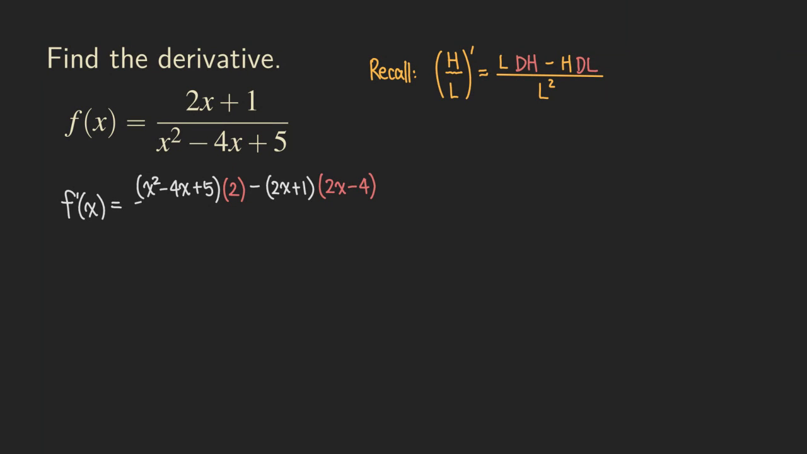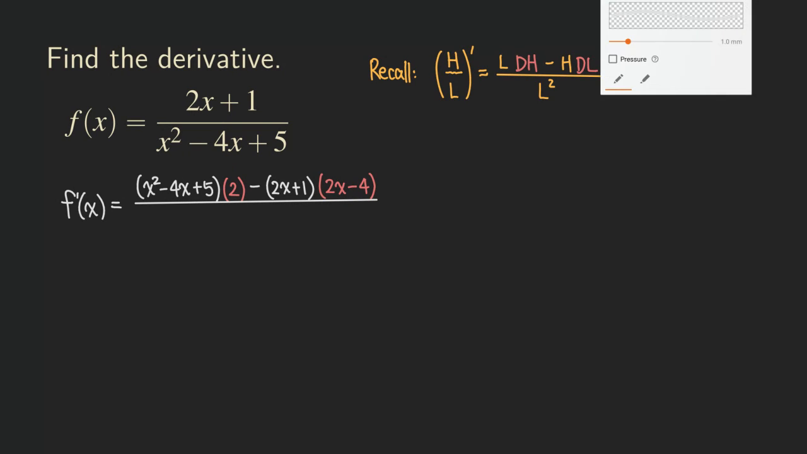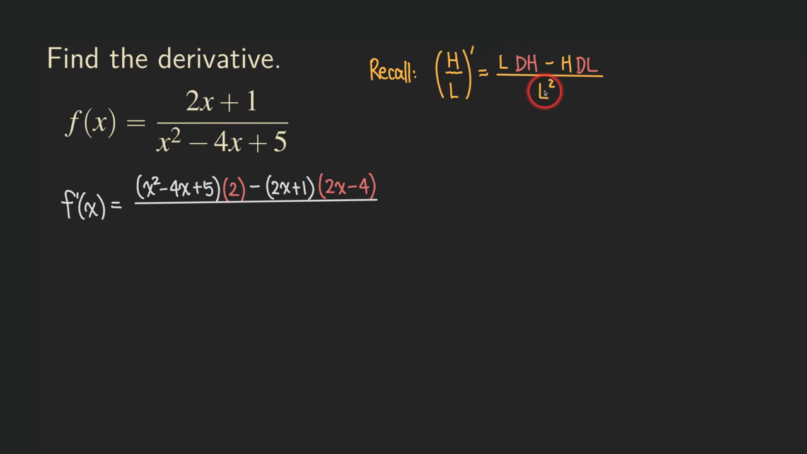Okay, so let's put a fraction line. And in the denominator, we are just going to put low, right? So we are going to square the denominator, which is squaring the x squared minus 4x plus 5. Okay, so that's basically the derivative. We can do a little bit more work to simplify this, but it's really just algebra work. So right now, let's try that.